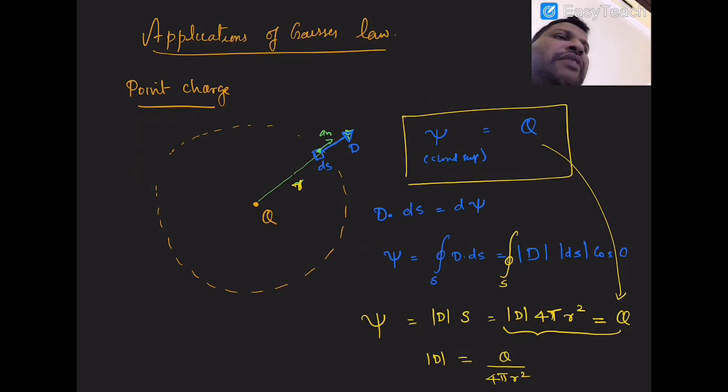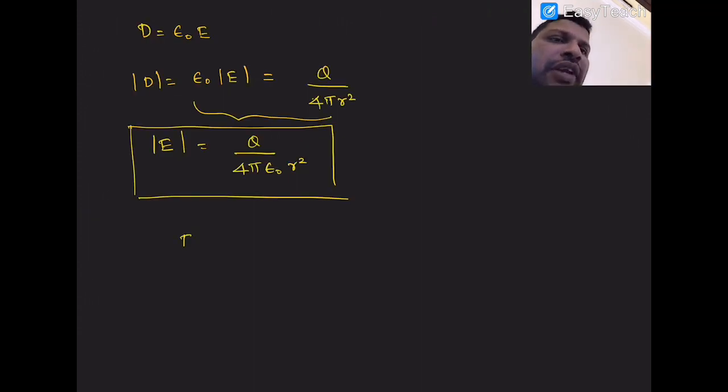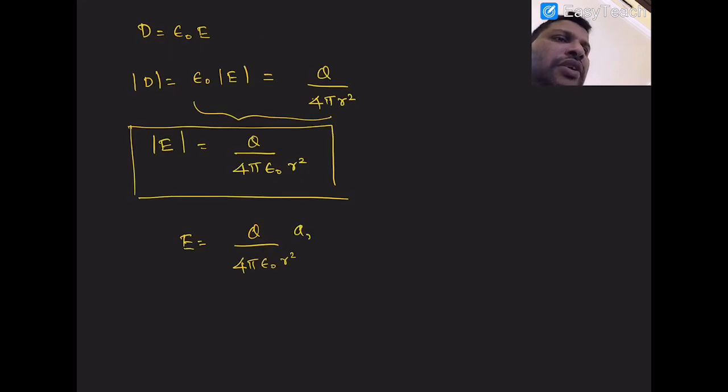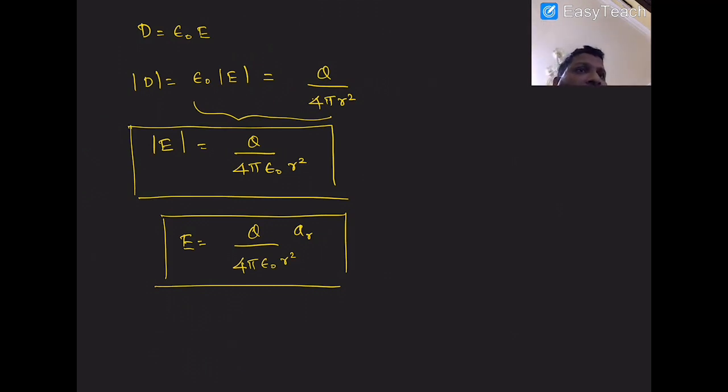Now you see here that the electric field is normal to the surface. The D is normal to the surface. So the electric field will be equal to Q by 4 pi epsilon 0 r square. Then, considering the direction of this radius, let's say it is a R, it will be into a R. So this will be the equation for the electric field. Now you are getting the equation for the electric field by using Gauss's law.